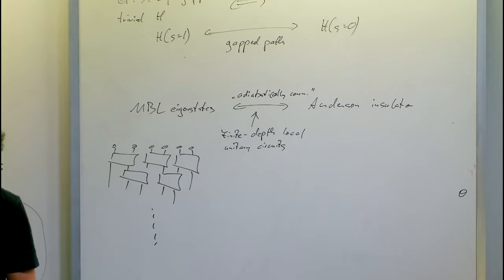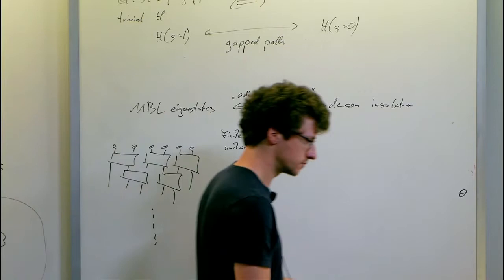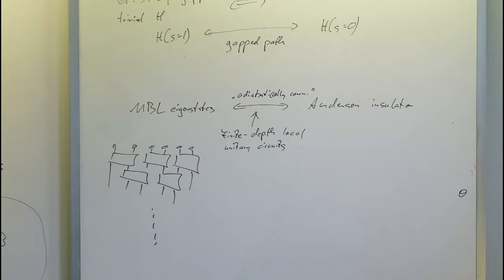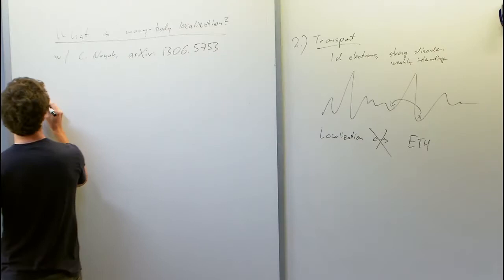Thanks. Right, so... Question? Yes? In your definition of Anderson state, is it strictly localized? Yes. So we want the tails to decay faster than a polynomial. So let me just write down the definition that we propose for a many-body localized state.